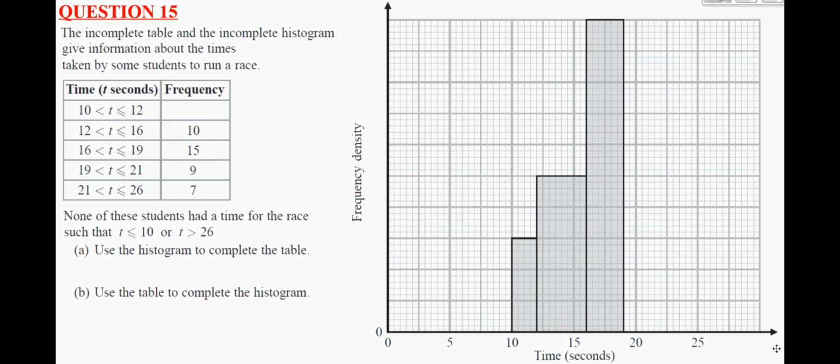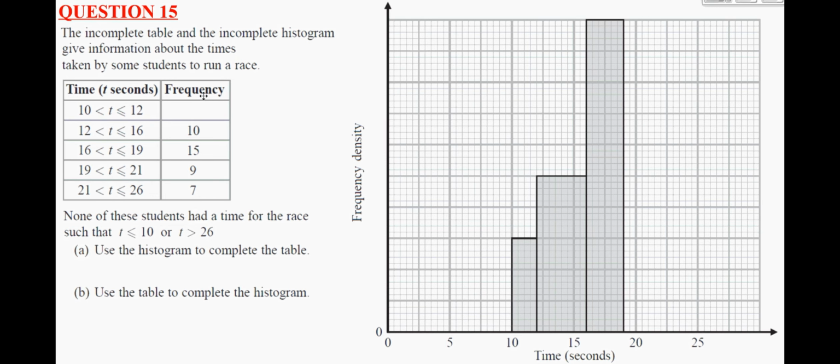Question 15 is quite big, 3 parts, A, B, and C. Part C is on the next slide. Essentially, it's a histogram. So we've got an incomplete table and an incomplete histogram, giving information about the times taken by some students to run a race.